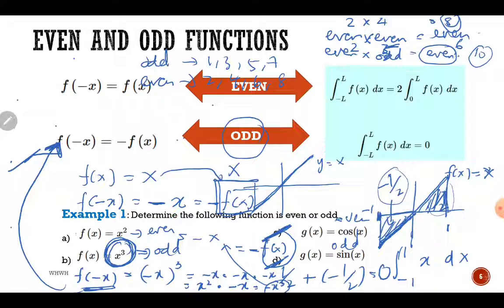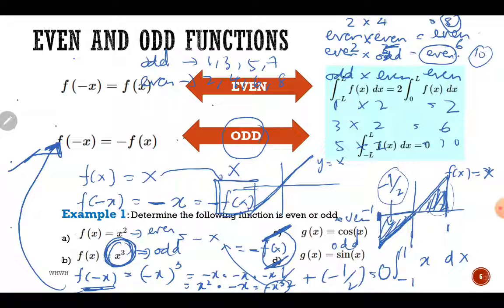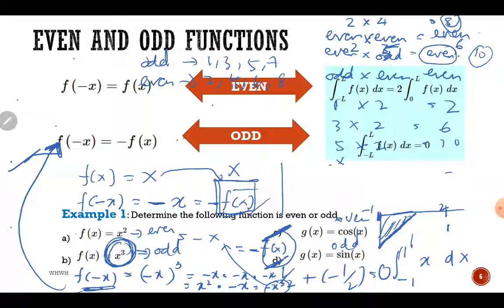Okay? So even darab odd ataupun odd darab even. Odd darab even pun sama. Katakanlah odd is 1, darab dengan even 2, so you will get 2. 3 darab dengan 2 dapat 6. 5 darab dengan 2 dapat 10. So it will turn out to be even. Okay, odd darab dengan even you akan dapat even. Satu lagi yang terakhir adalah odd darab dengan odd function.